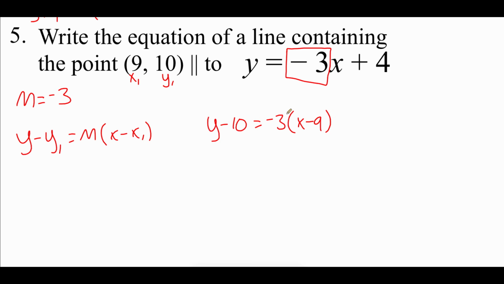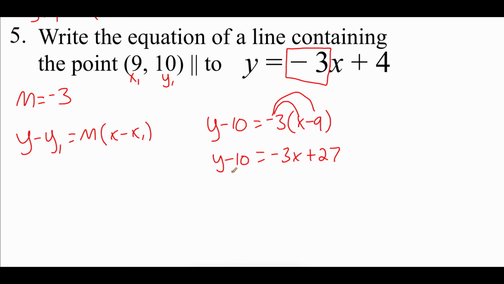There's no double negatives to clean up on this one, so I'm going to jump into the distributive property. Negative 3 times x is negative 3x. Negative 3 times negative 9, double negative turns into positive 27. On the left-hand side, we still have y minus 10. Just like we did on the last one, we want to get our final answer in y equals mx plus b form, so I want y to be alone.